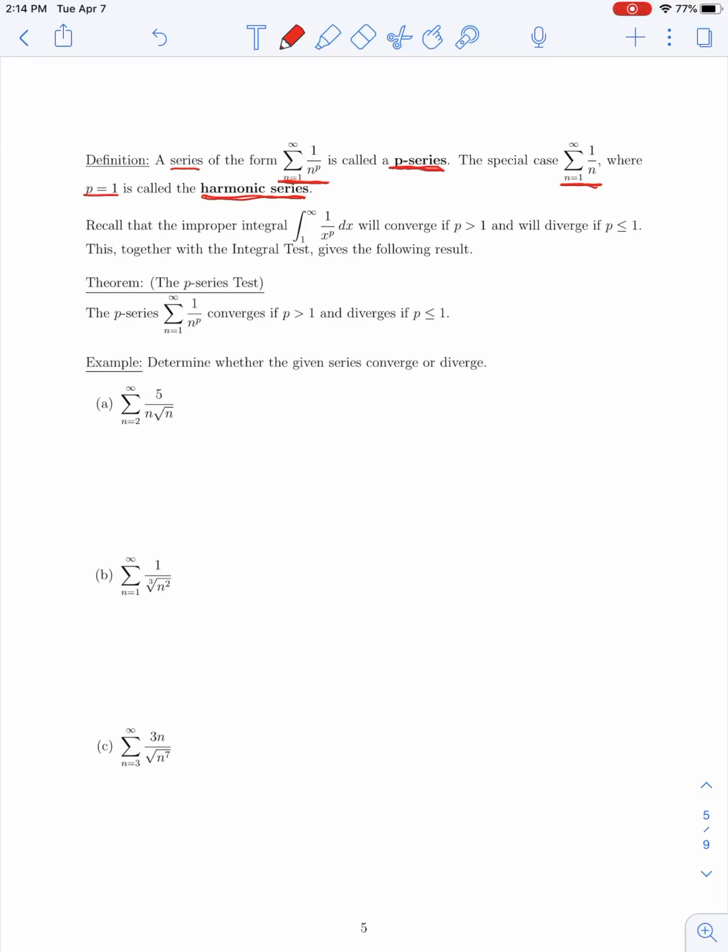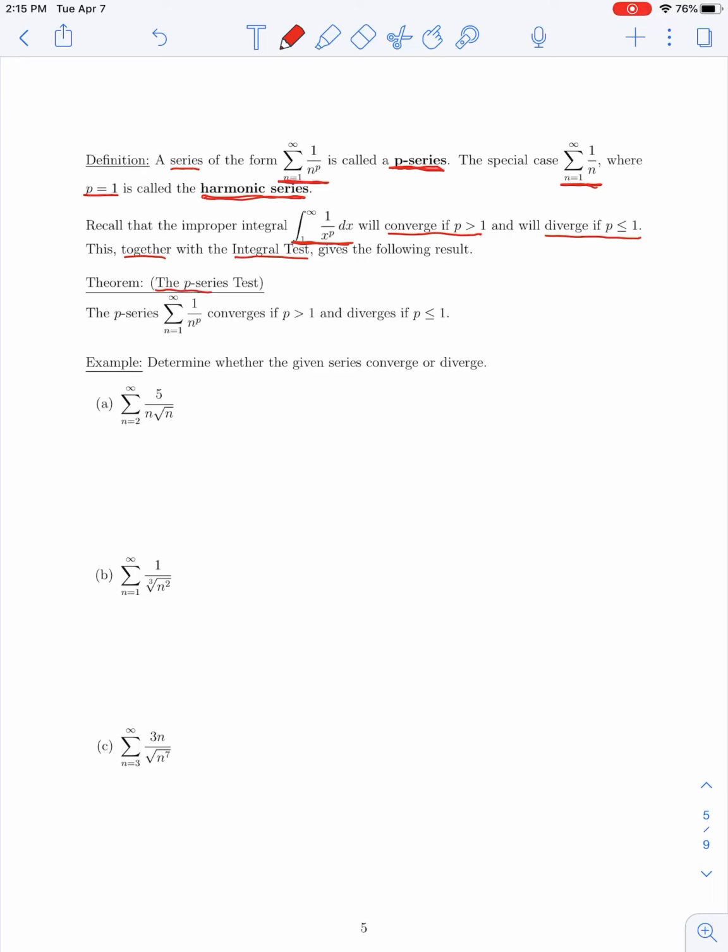Now recall that we had seen earlier in our course in the chapter 3 material on improper integrals, the improper integral of 1 over x to the p evaluated from 1 to infinity will converge as long as p is greater than 1, and it will diverge if p is less than or equal to 1. That was called the p-test for improper integrals. So combining that result together with the integral test, we have the following result.